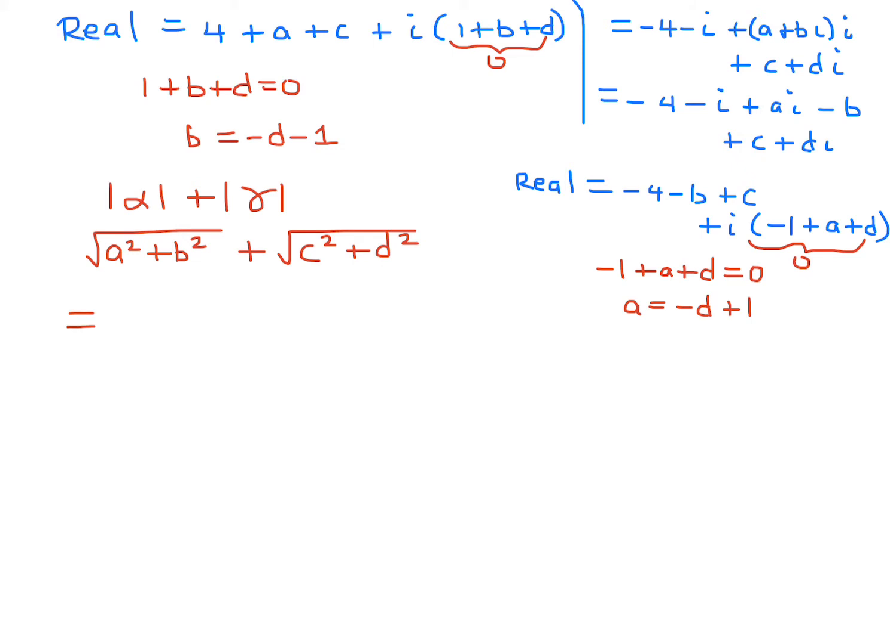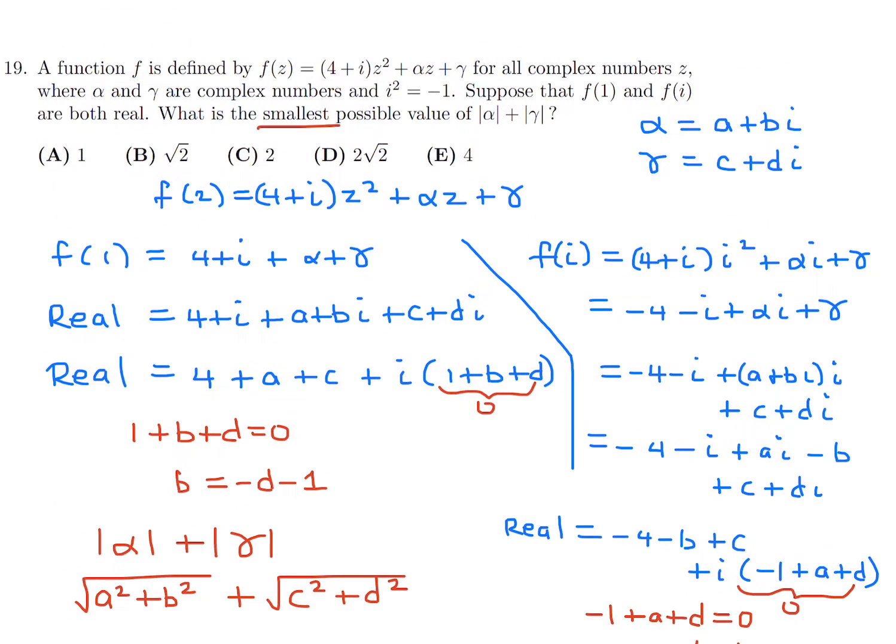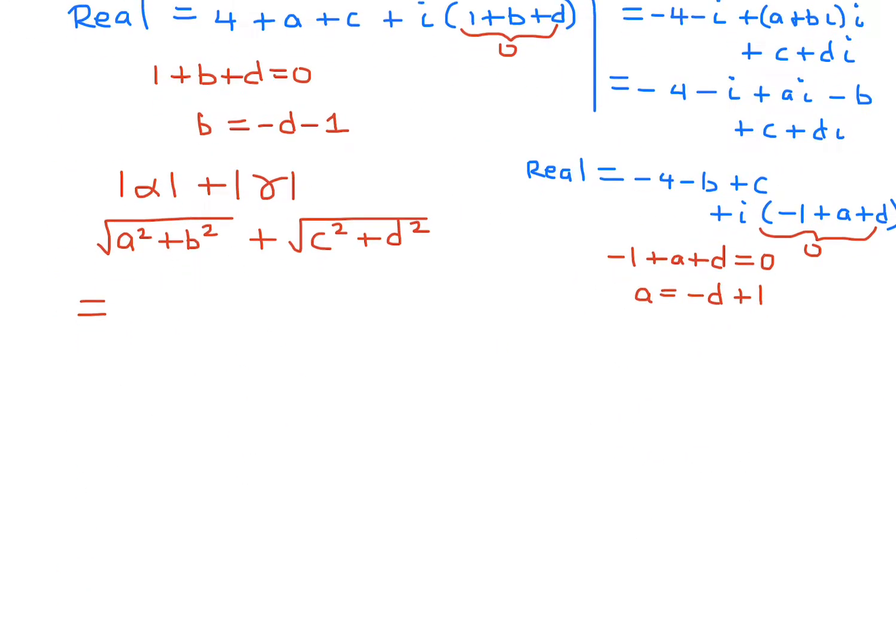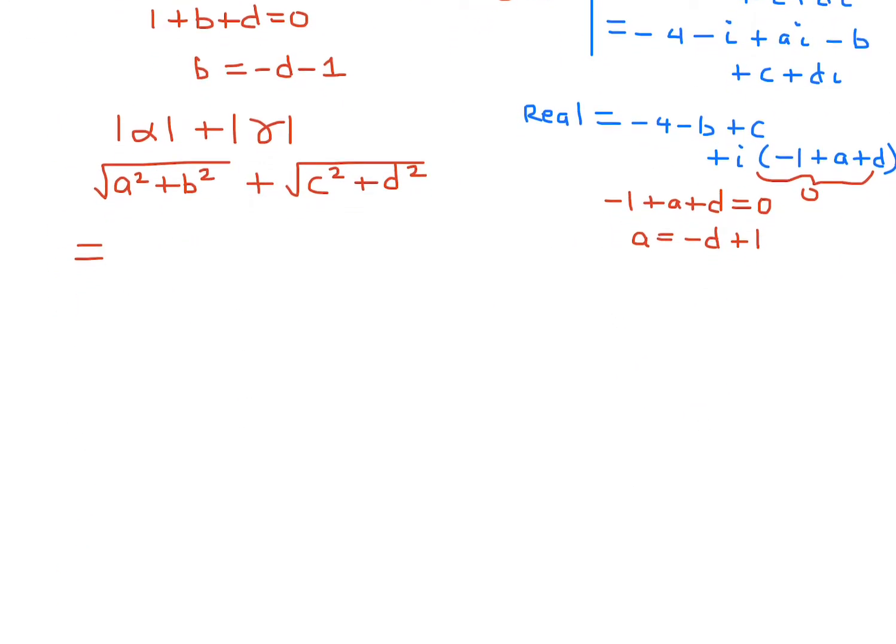Now we have to figure out the value of this, but in particular, they want the smallest possible value. So not just a value, but the smallest possible. So how do we do that? Well, that's when these findings come into play. That's going to help us. So first, let's just substitute those in.